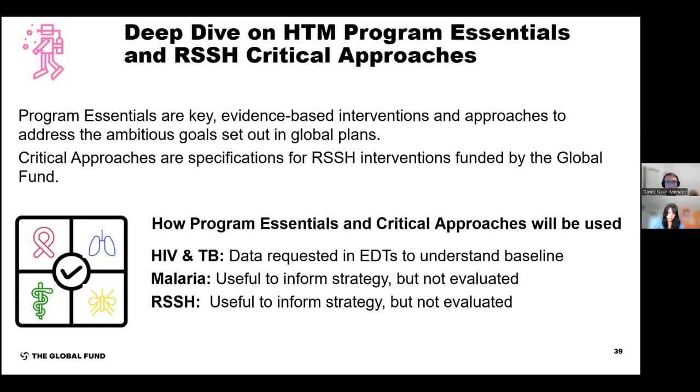For the TB and HIV program essentials, the data is requested in the essential data tables. For focus portfolios, though, no further information is requested beyond the data in the TB and HIV tables. More information on the program essentials and on critical approaches can be found in the respective information notes.